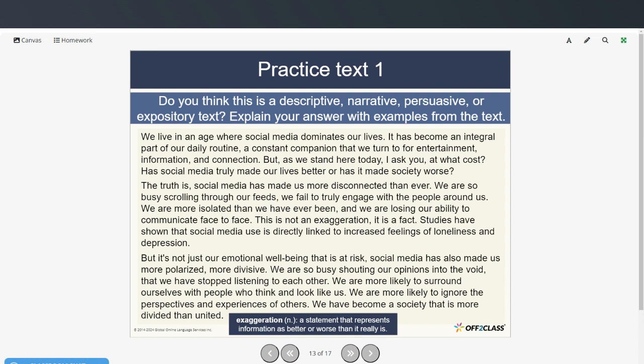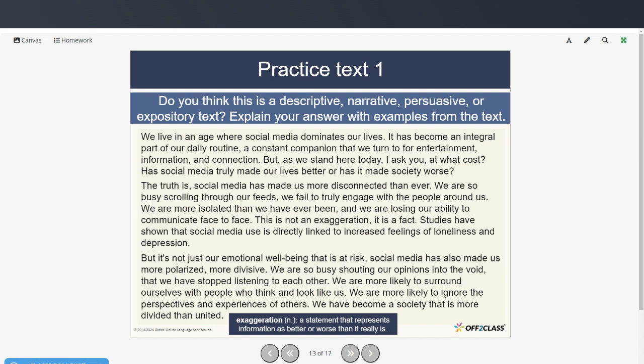We live in an age where social media dominates our lives. It has become an integral part of our daily routine, a constant companion that we turn to for entertainment, information, and connection. But as we stand here today, I ask you, at what cost? Has social media truly made our lives better, or has it made society worse? The truth is, social media has made us more disconnected than ever. We are so busy scrolling through our feeds, we fail to truly engage with the people around us. We are more isolated than we have ever been, and we are losing our ability to communicate face to face.